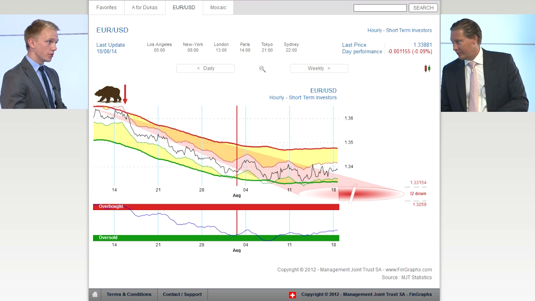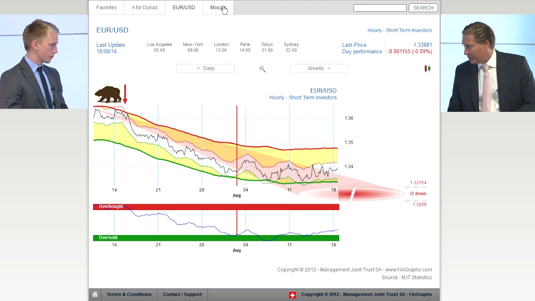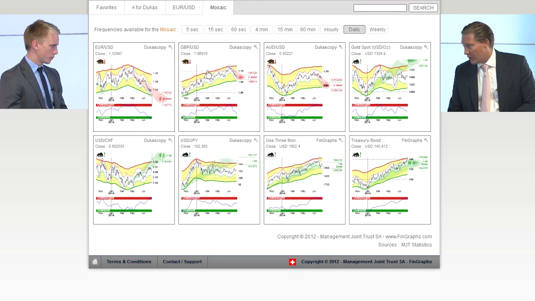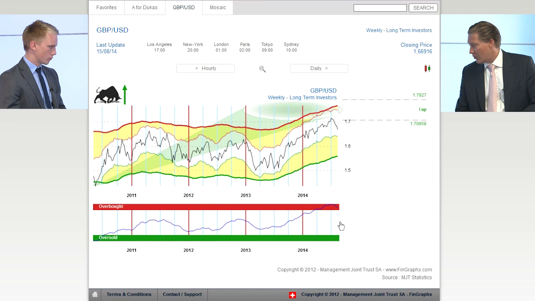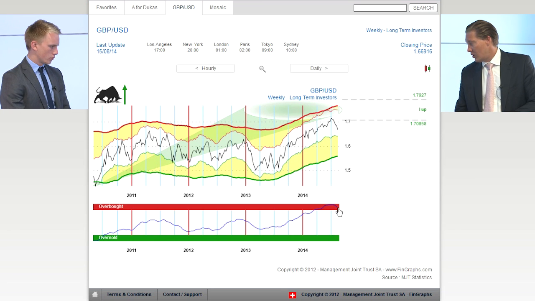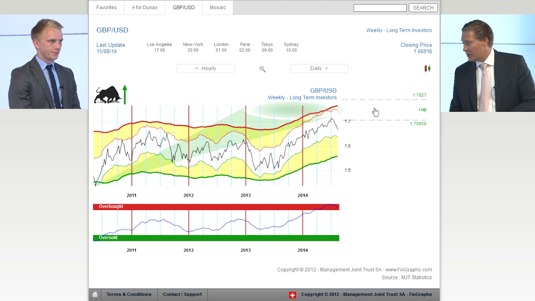Okay, is it similar for the cable as well? Let's have a look at cable. So also an investor's view. The weekly is still heading up, but did reach quite a large exaggeration point, with the two envelopes touching each other, as well as an oscillator well in the overbought, turning around, and had also reached the lower end of its impulsive targets.